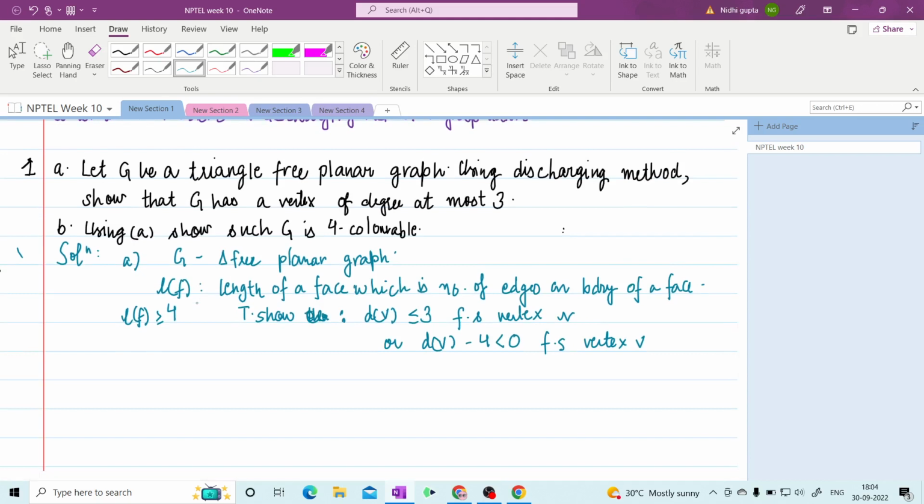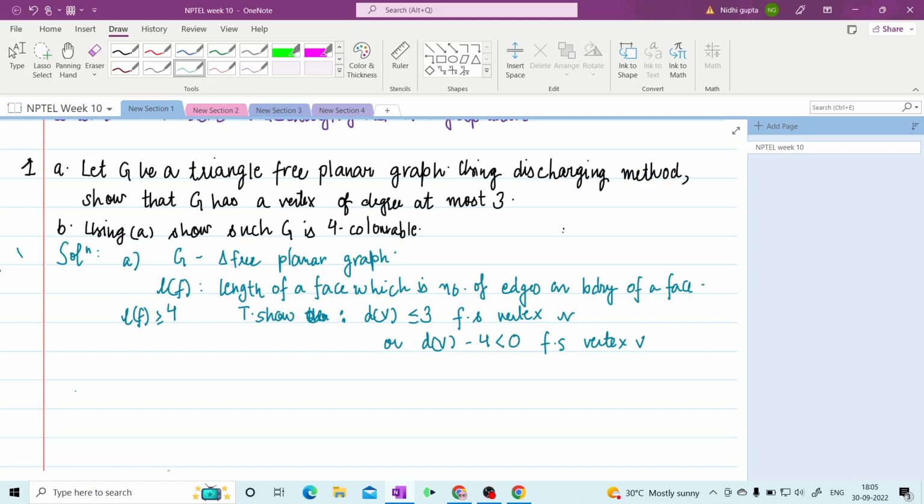So in the discharging method, what do we do? First we assign a charge to each vertex and face, and then we have the discharging phase. We distribute charges among the earlier charges so that the total charge remains the same, and then using that we try to get some result. In this case, since the length of each face is at least 4, we have to show that there is a vertex of degree at most 3, that is, dv minus 4 is less than 0.